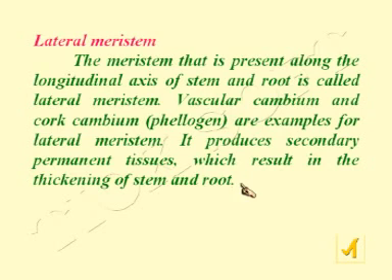So the lateral meristem is present along the longitudinal axis of the stem and root. Vascular cambium and cork cambium are examples of lateral meristem. Cork cambium is otherwise known as phellogen. This lateral meristem produces secondary permanent tissues, which results in the thickening of stem and root. So the main function of lateral meristem is thickening of stem and root.